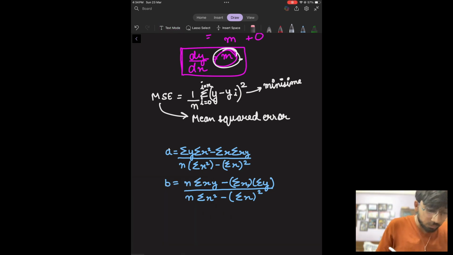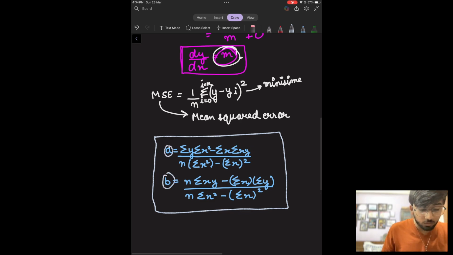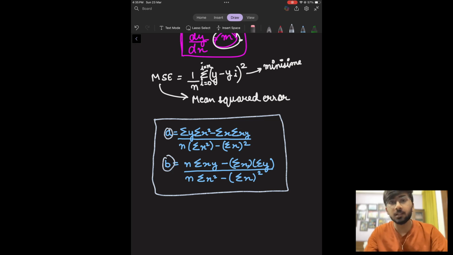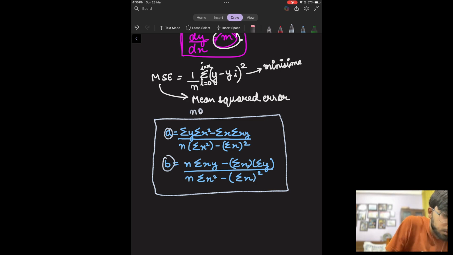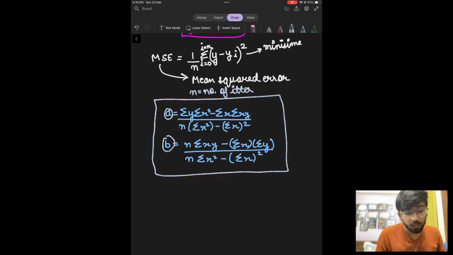These are the generalized equations to find a and b. Here a is the intercept and b is the slope. So this is how you can find it: summation of y multiplied by summation of x square, minus summation of x multiplied by summation of x into y, divided by n. n is the number of data points you have, which depends on your data. And here n means the same: summation of xy minus summation of x multiplied by summation of y, divided by n summation of x square minus the whole square of summation of x.